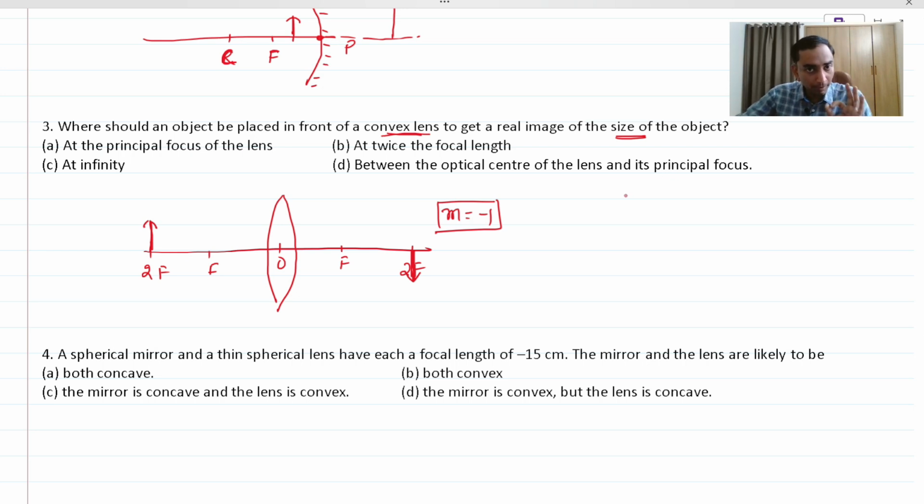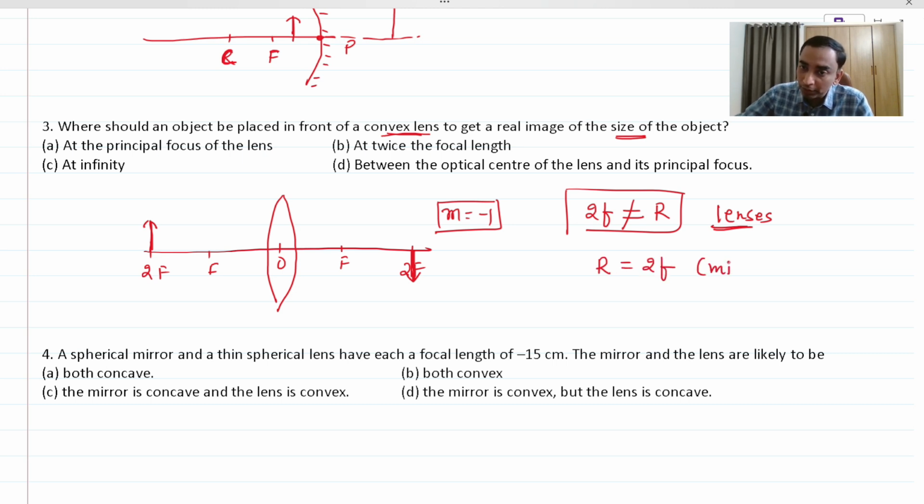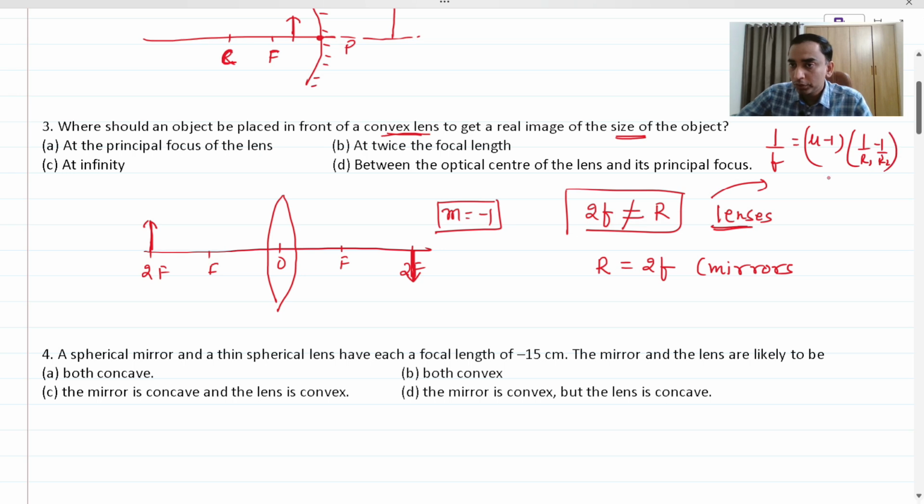A few things that you need to remember are the following: in the case of lenses, twice of f is not equal to the radius of curvature. This is not possible in lenses. Please students, don't make any blunders over here. In the case of lenses, double the focal length is not the radius of curvature. One more thing, yes, radius of curvature is double the focal length in the case of mirrors only, but not in the case of lenses, because in lenses 1 upon f is equal to mu minus 1 times (1 upon r1 minus 1 upon r2). So this is never the case in lenses. This is the lens maker's formula.